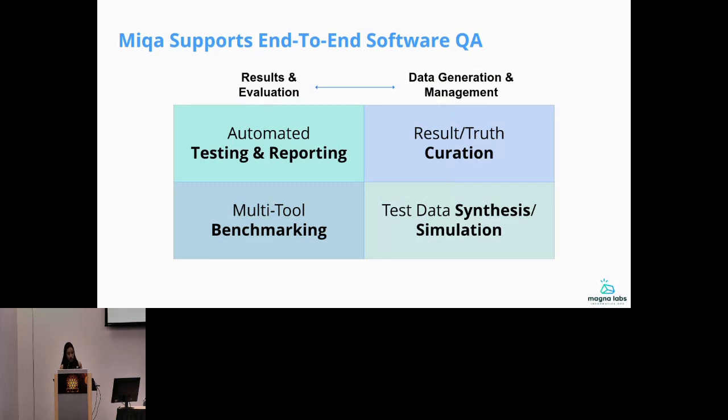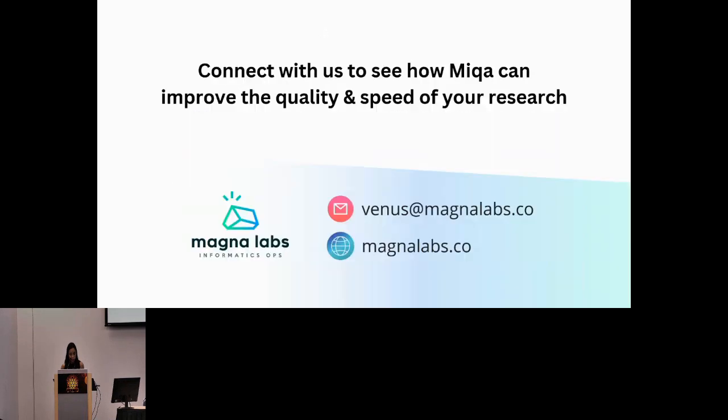So we can perform multi-tool benchmarking so you can know how your tool stacks up against state-of-the-art tools or competitors. And you can also support results or truth curation, like visual inspection of variant calls, and data simulation to generate new test data that can be incorporated into your future testing workflows. So we're always rolling out new features to make testing easier for scientists. So feel free to reach out to us if you have any questions or if you want to learn more.